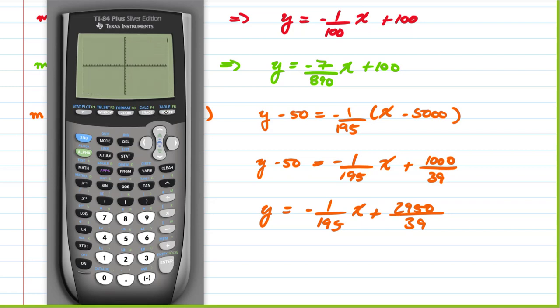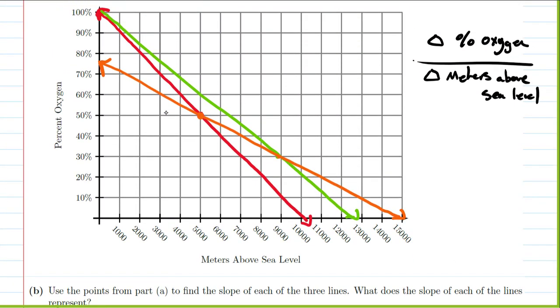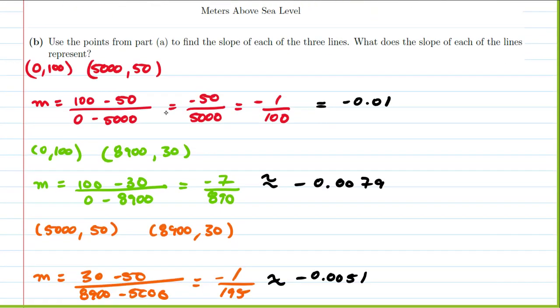And we're going to graph, and it's not going to show us anything because our window is all messed up. So let's take a cue from our graph here, and we see our axes look something like this. So let's go from 0 to about 15,000 on the x, and we're going to go from 0 to 100 on the y.